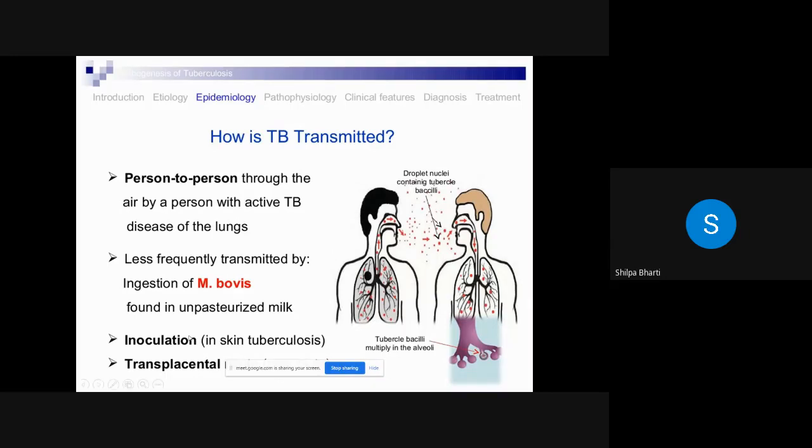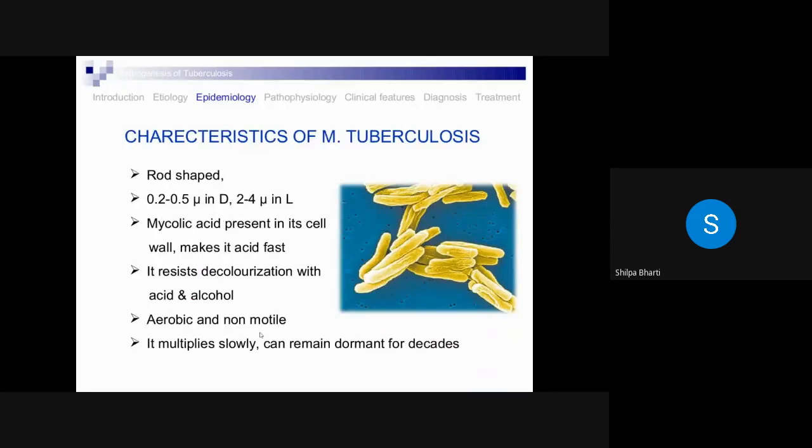And then the fourth mode is the transplacental route of transmission, which is also a rare route. It means if the mother is suffering from Mycobacterium tuberculosis, if she is having TB, there are likely chances of transmitting that bacterial infection to her baby as well. These are rare chances. Okay.